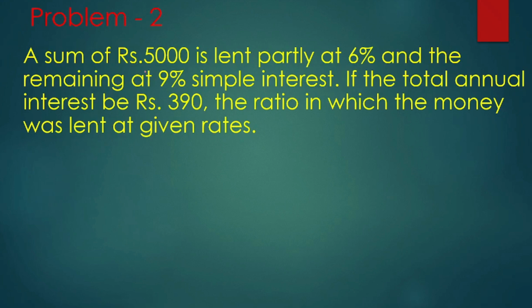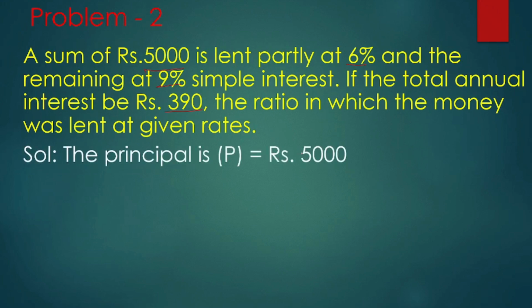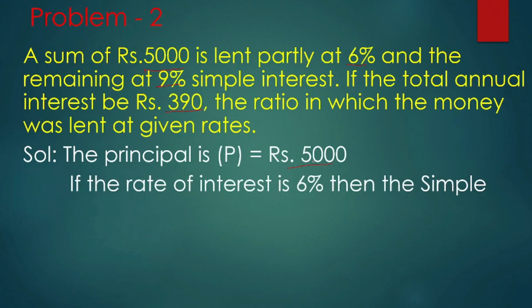A sum of 5000 rupees is lent partly at 6% and the remaining at 9% simple interest. If the total annual interest is rupees 390, find the ratio in which the money was lent at the given rates. So here the principal amount is 5000 rupees and the rate of interest on the first part is 6%.